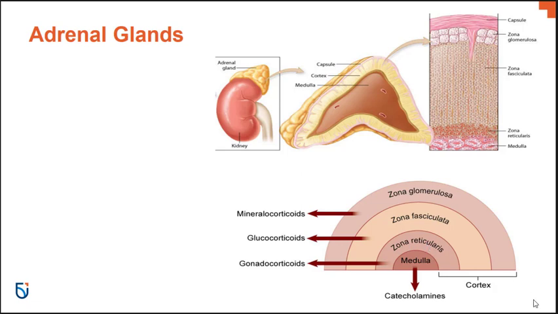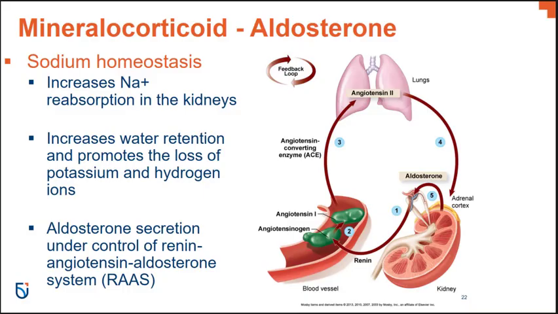These different regions are actually responsible for secreting different hormones, and you can see within the diagram which hormones are released from which layer. So the most outer layer here, the glomerulosa, produces mineralocorticoids. Then that inner layer here, the fasciculata, glucocorticoids, and the reticularis produces gonadocorticoids. All have that suffix being corticoids. And then the medulla, that most inner layer here, produces catecholamines.